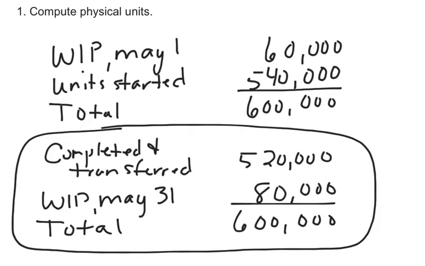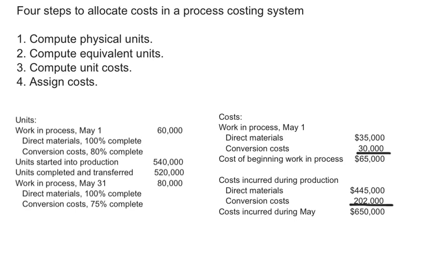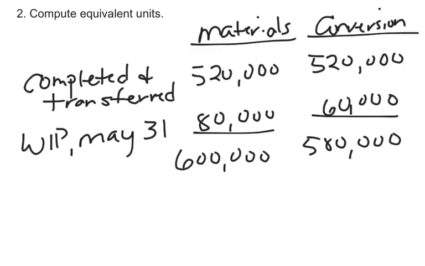So now we can actually compute our unit costs. I'm going to go back one more time. Let's look at the dollars now. Okay. So again, we're looking at our total amount spent for direct materials. Okay, we'll look at materials first. Well, you can see that we had $35,000 in direct materials in the beginning balance, and we added in $445,000. Under weighted average, we need to consider all that as far as the dollar amounts, not necessarily our physical units or equivalent units.